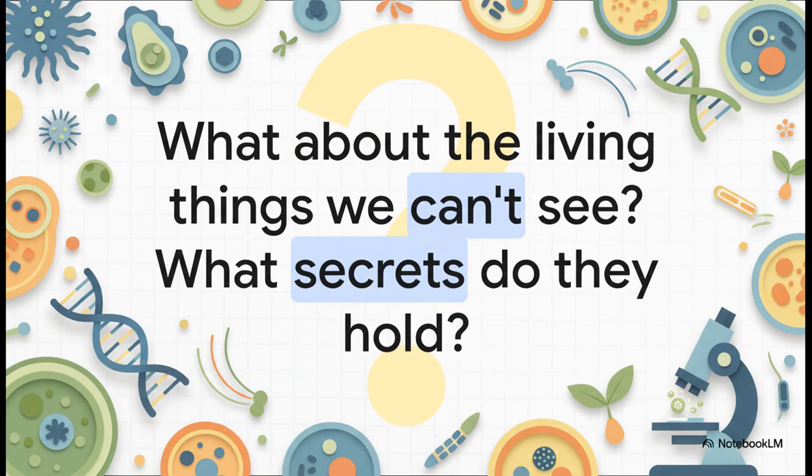So we've figured out the rules for spotting all the life that we can see. But that leads to one last, really fascinating question. What about the things we can't see? The worlds of living things that are just too small for our eyes. You know, bacteria, other microbes, they follow these same rules too. But what other incredible secrets are they holding?